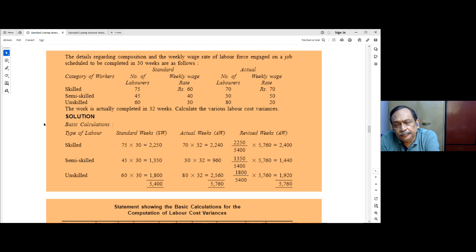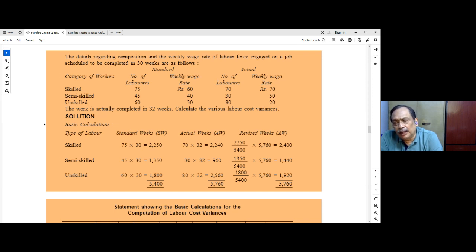Now, we are going to start and solve this problem. The details regarding composition and the weekly wage rate of labor force engaged on a job scheduled to be completed in 30 weeks are as follows. Category of workers, we are having skilled, semi-skilled, unskilled. Standard number of laborers, 75, 45, and 60. And standard weekly wage rate is 60, 40, and 30.